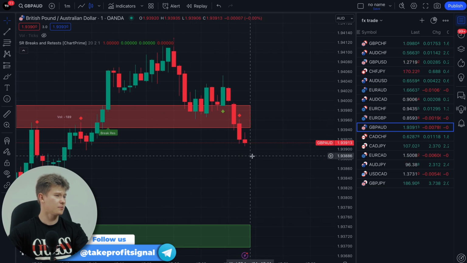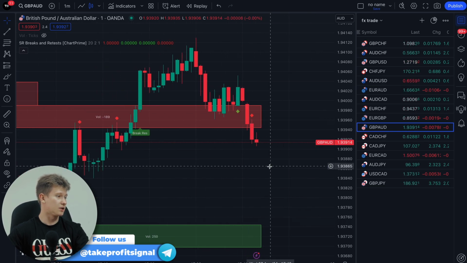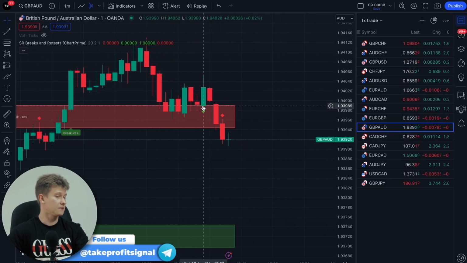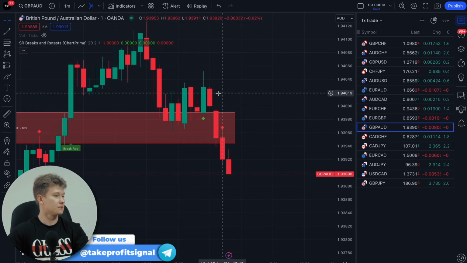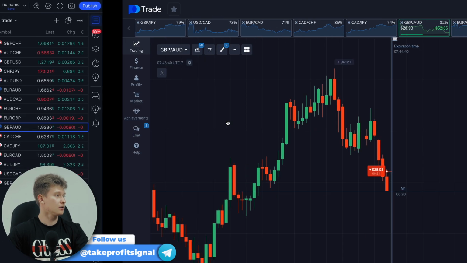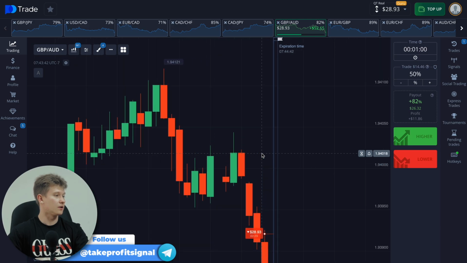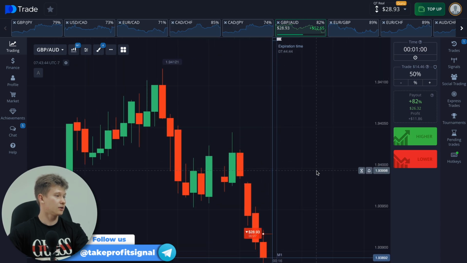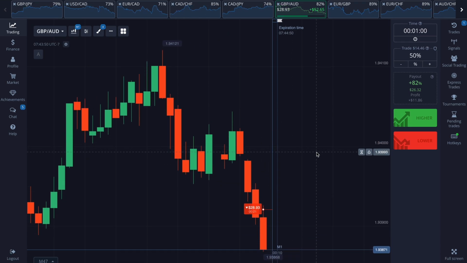Basically everything is simple here. I don't even know what to comment. Although the previous signal, if we pay attention to it, it was still negative. So we hope that here we have a breakthrough of the important level. We will catch a good movement.